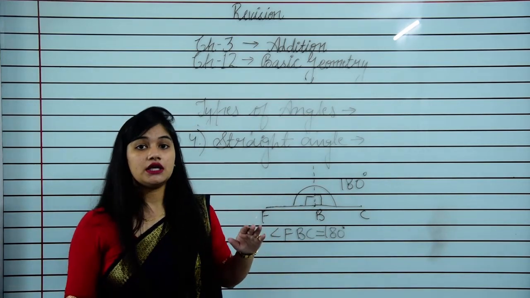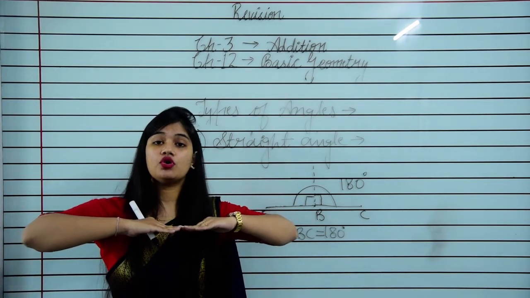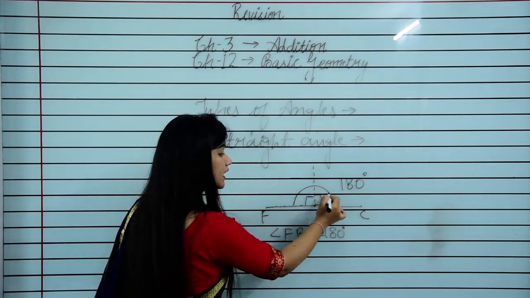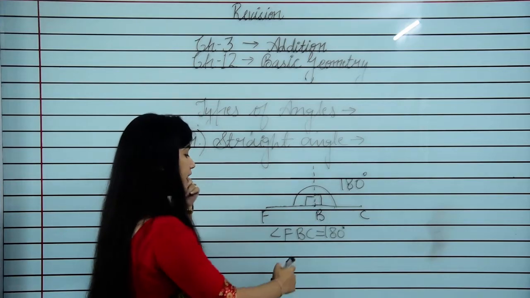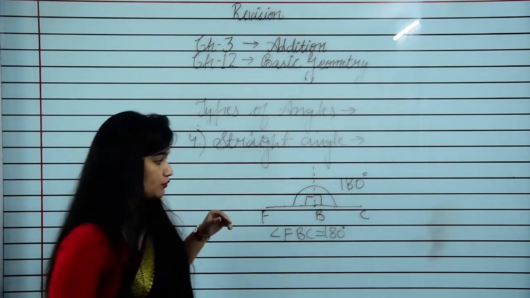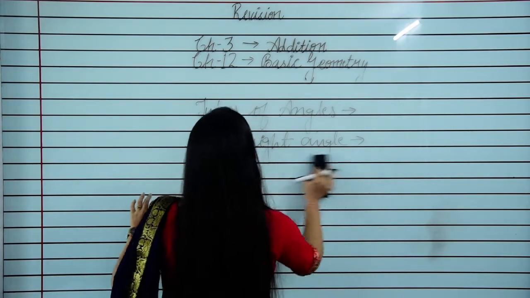Or we can say two horizontal lines. If two horizontal lines are meeting at a common endpoint, they are forming an angle which is of 180 degree, and this angle is called straight angle. Understood students? Now we take some questions of this chapter.